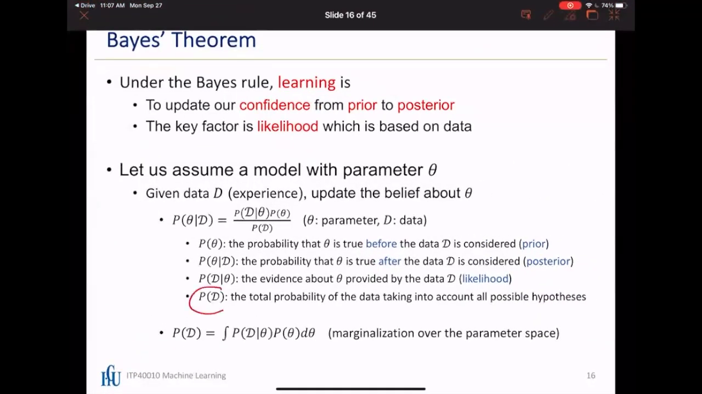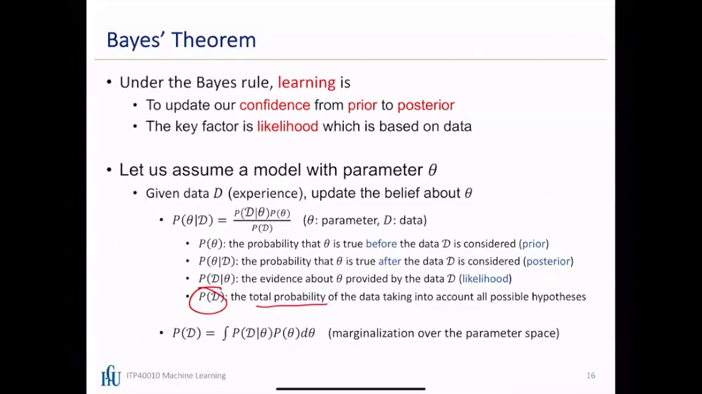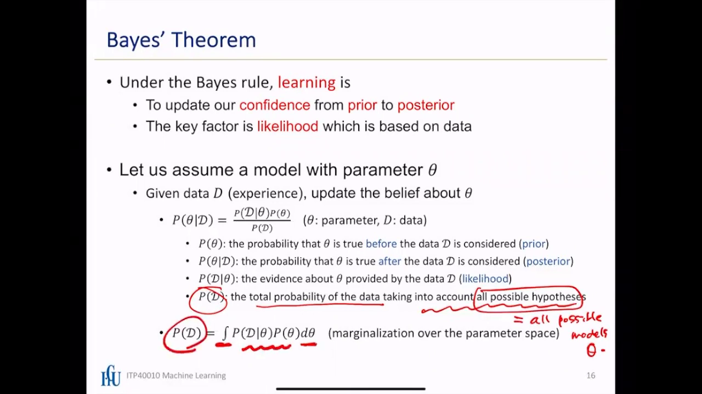But still, we want to be clear with the definition of this guy. This is again the total probability of data when you take into account all possible hypotheses. All possible hypotheses means all possible models. So if you marginalize your numerator over all possible models, then this is what you get. This is by definition.